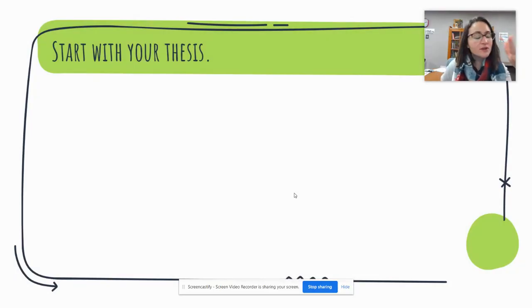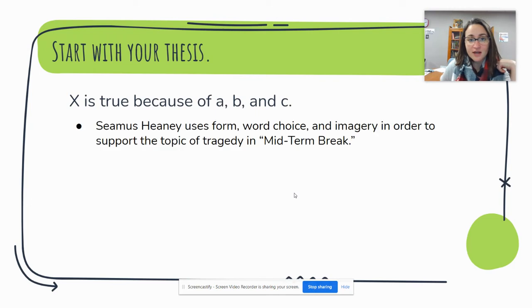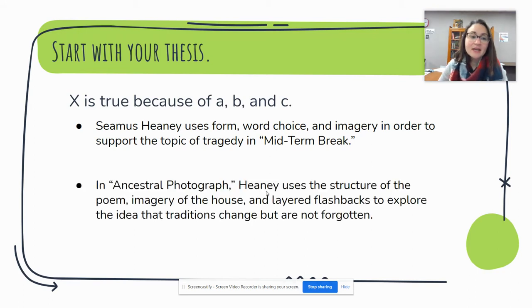So, before you can even get to your topic sentences, we've got to start with your thesis. And just a reminder, for this essay, we're asking you to do a list thesis, which is on your screen right now. Here's an example of a list thesis. Talking about Heaney because y'all know him, but we're not talking about him right now. Heaney uses form, word choice, and imagery, that's your A, B, and C, in order to what? X is true. Support the topic of tragedy and midterm break. Does it work? It does.